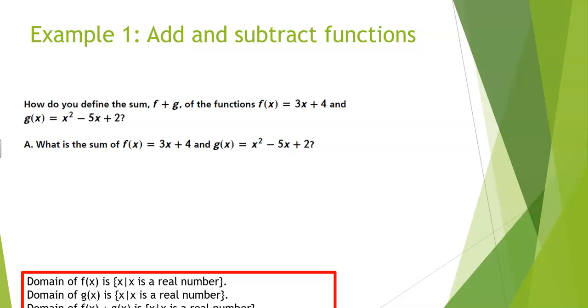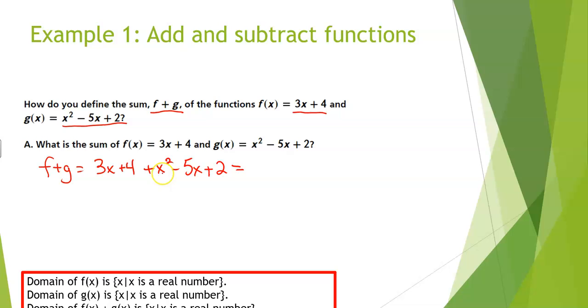When we add and subtract functions, we can use this symbolism right here, f plus g. So if f of x is defined to be this function and g of x is defined to be this function, f plus g would just take 3x plus 4, and then you would just add x squared minus 5x plus 2. And there's nothing new or complicated about this. You've done all this before.